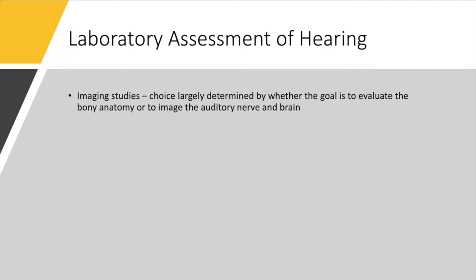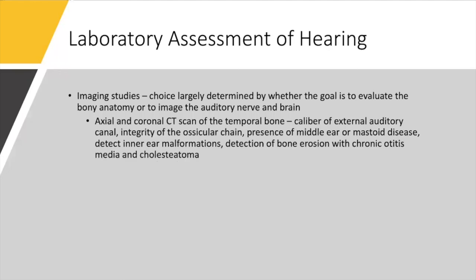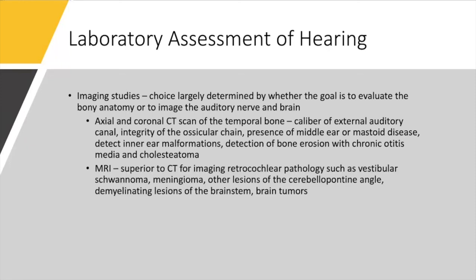The choice of radiologic tests is largely determined by whether the goal is to evaluate the bony anatomy of the external, middle, and inner ear, or to image the auditory nerve and brain. Axial and coronal CT of the temporal bone is ideal for determining the caliber of the external auditory canal, integrity of the ossicular chain, and presence of middle ear or mastoid disease. It can also detect inner ear malformations. CT is also ideal for the detection of bone erosion with chronic otitis media and cholesteatoma.